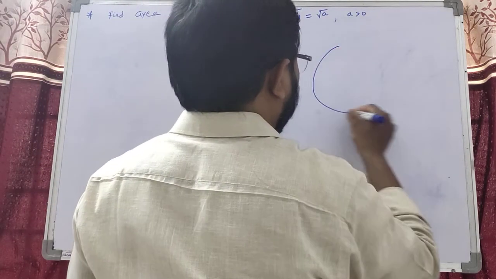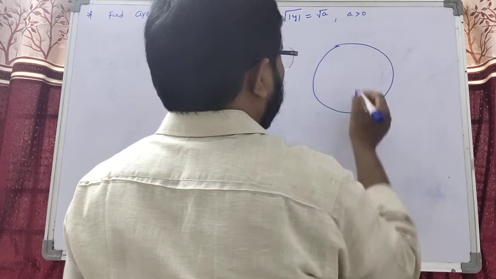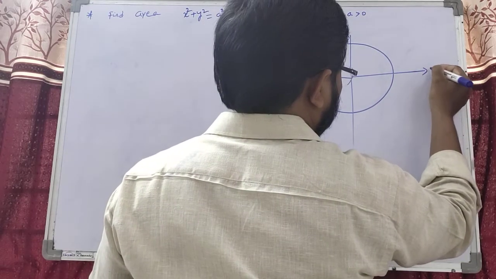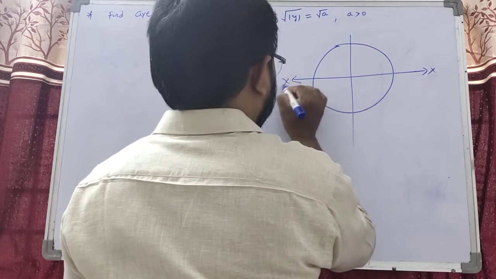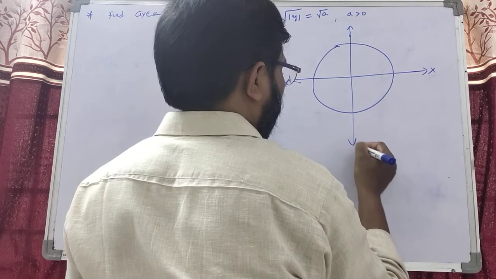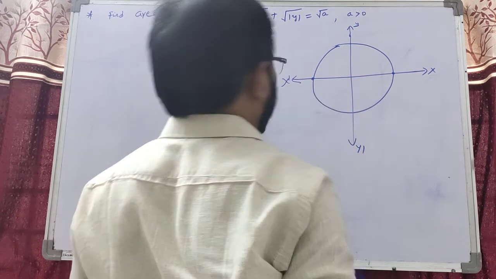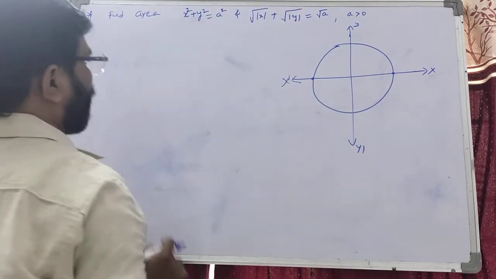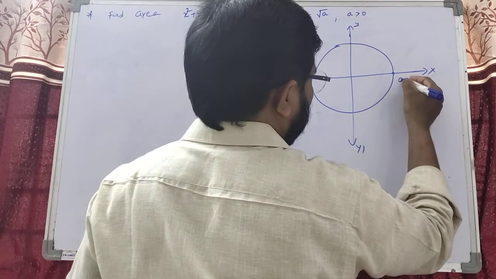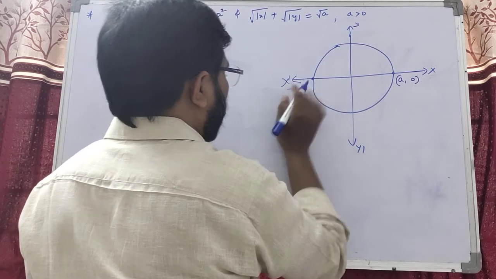Dear students, first you draw the circle. Now this is the x-axis and y-axis. Here we identify the points where the circle intersects the x-axis, when we take y equal to 0. Y equal to 0 gives x equal to plus or minus a. This point is a comma 0, and this point is minus a comma 0.